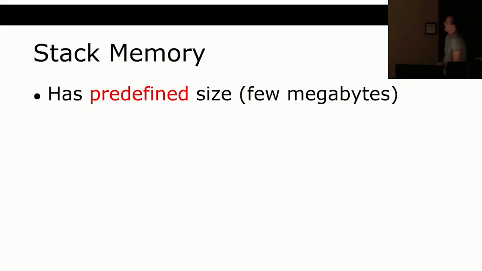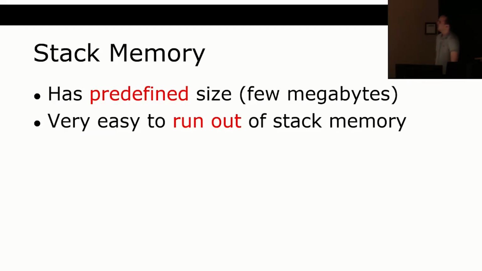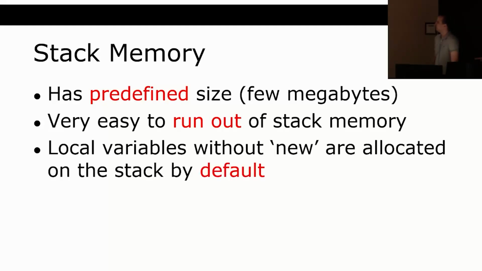So the stack has a predefined size. By default, it's just a couple of megabytes. It's kind of small. So if we have large amounts of data that we need to store in memory, typically we will not allocate that on the stack. It is very easy to run out of stack memory. What's it called when you run out of stack memory? A stack overflow, and you've all been to that website, right? So when you overflow the stack, that's a stack overflow.